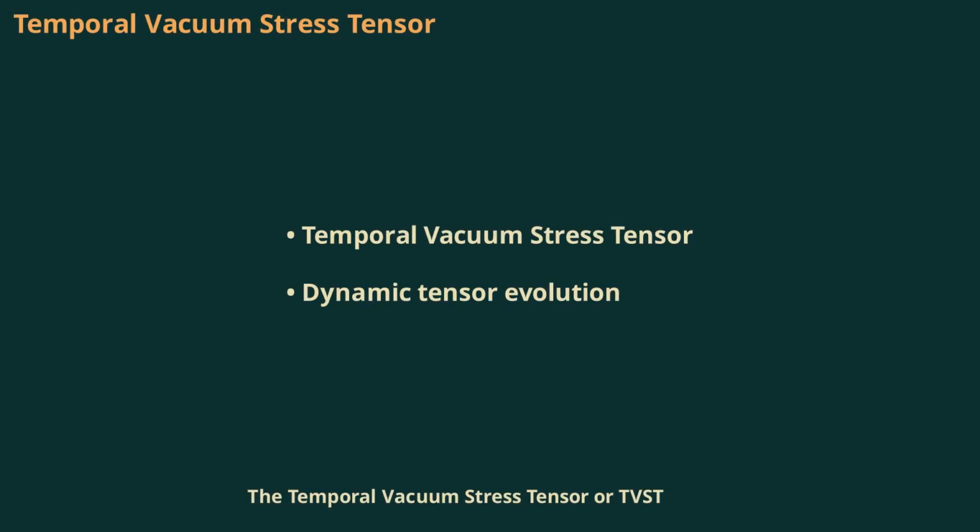The Temporal Vacuum Stress Tensor, or TVST, is a central concept in this framework. It is defined as the expectation value of the stress-energy tensor, evaluated over finite temporal windows and indexed by frequency. Unlike classical tensors, the components of the TVST evolve dynamically with respect to tau, reflecting the changing nature of the vacuum under temporal modulation. This dynamic behavior is crucial for understanding how energy and momentum are distributed and manipulated within the vacuum, laying the groundwork for advanced propulsion strategies.